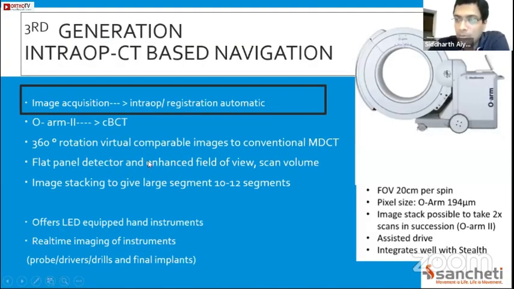Finally, we come to what is now the current status. We have the third generation scans. So here image acquisition is intra-op, and registration is automatic. The OARM 2 that we are all using currently, even Dr. Bharat Dave is using, is one step higher than the conventional 3D fluoroscopy, in the sense it has a 360-degree rotation. So the final images that you get are quite like CT, and there is very little difference from a conventional 32 slice CT that you would otherwise get at any of your hospitals. The flat panel detectors on the OARM improve the scan view, so you get 20 centimeters of vision, and a larger segment which you can scan.